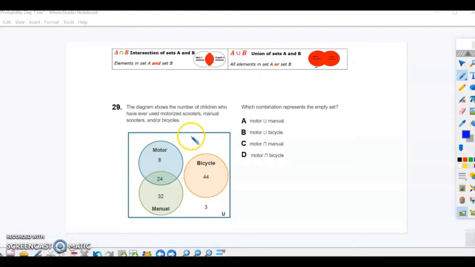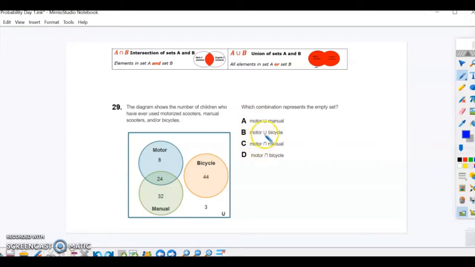So would that be an empty set? Is there nobody that is in a motorcycle or bicycle? Yes, there would be all these people and all of these people. That is the union of them. Okay?